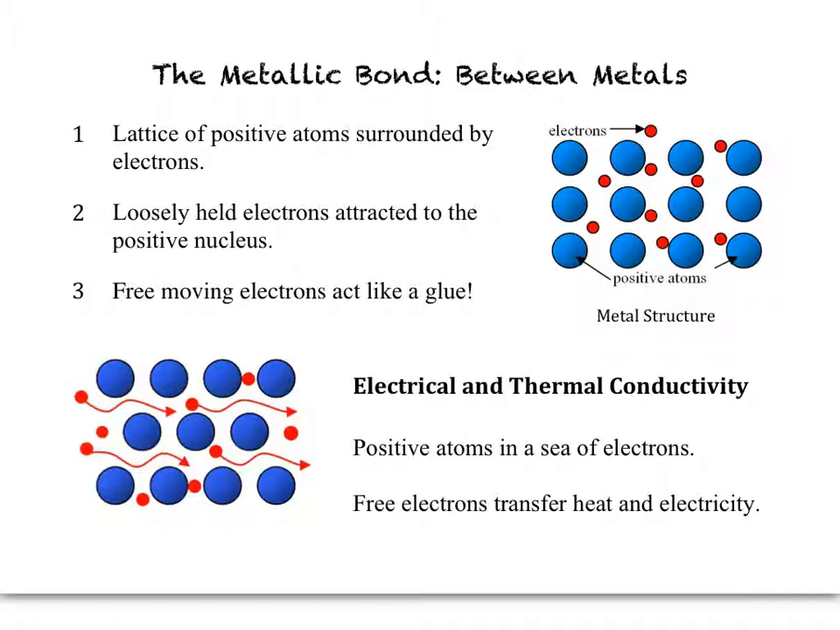The metallic bond is often described as a lattice of positive atoms surrounded by electrons. Another way to imagine it is to think of the loosely held electrons as the glue.